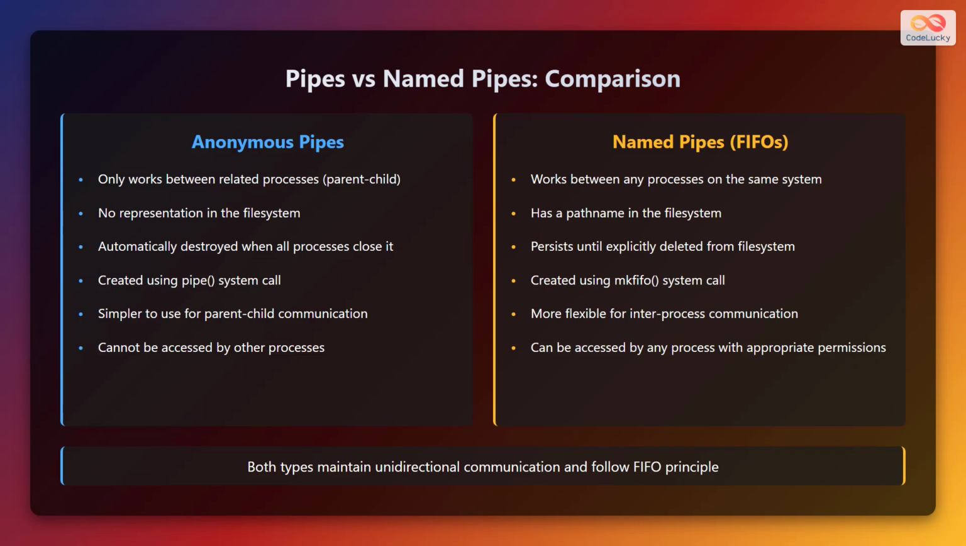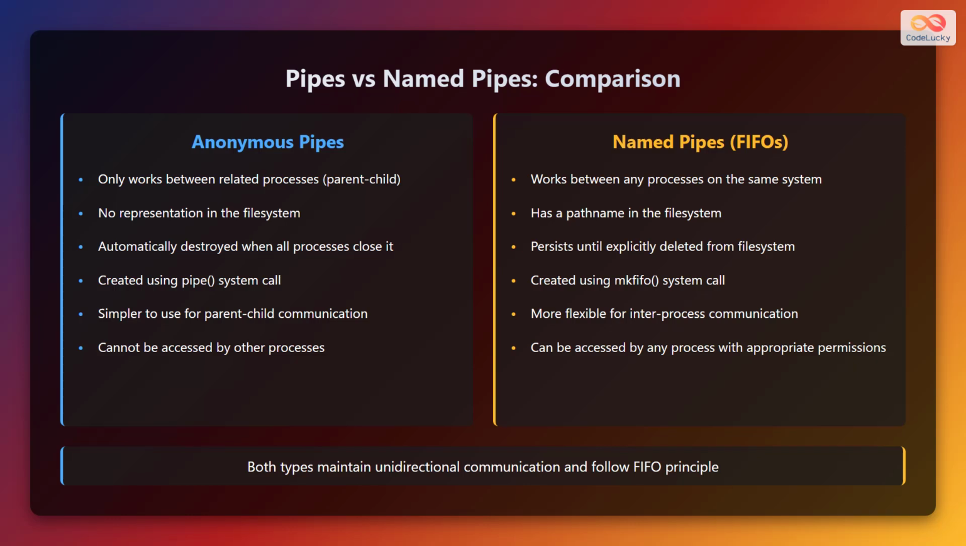Now let us compare anonymous pipes with named pipes. Anonymous pipes only work between related processes, such as a parent and child. They lack a representation in the file system and are automatically destroyed when all processes close them. Anonymous pipes are created using the pipe system call, and they are simpler to use for parent-child communication. However, they cannot be accessed by other unrelated processes.